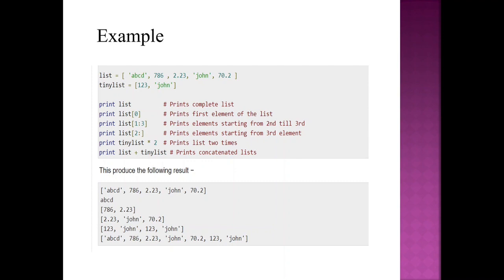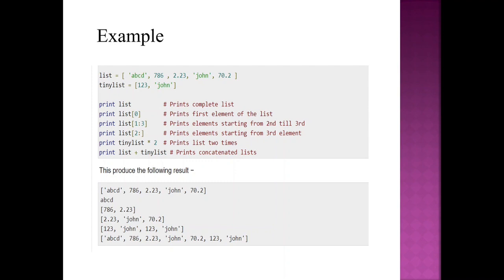In the fourth statement, we have given print list of 2 colon. By giving this, we'll get the output as the element with index value 2 as the start index and the rest of the elements will get printed. So, print list of 2 colon will print the elements starting from index 2 till the last index.